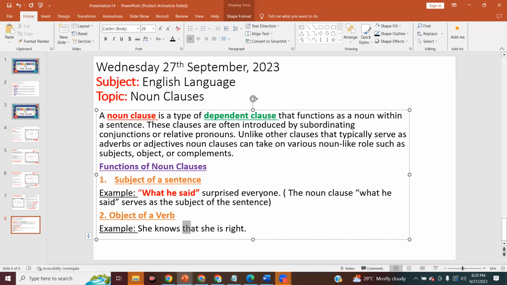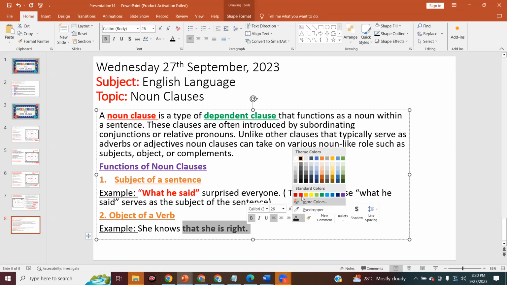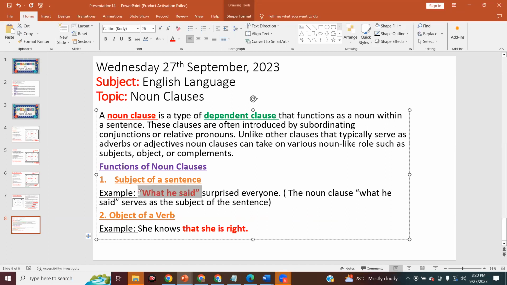You can't just say she is right. You have to say that she is right. You need a relative pronoun, else it is not right. So what he said is the relative pronoun for this one, but that she is right, that is the object of the verb.